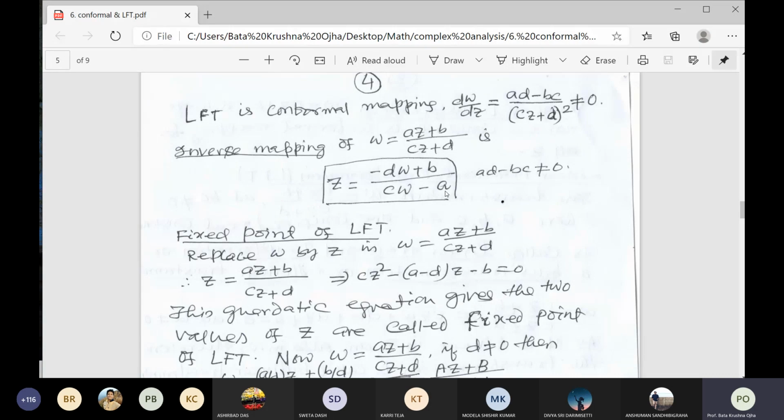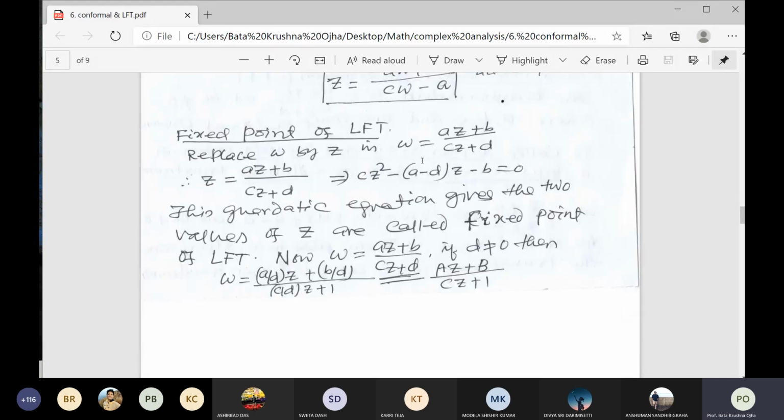So remember that W is equal to AZ plus B by CZ plus D is a conformal mapping, and its inverse is Z is equal to minus DW plus B by CW minus A, with AD minus BC not equal to 0. So how to find the fixed point of the LFT? Replace W by Z to calculate the fixed point. W is equal to AZ plus B by CZ plus D. Now replace W by Z. So the equation becomes Z is equal to AZ plus B by CZ plus D.